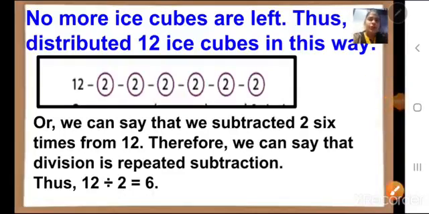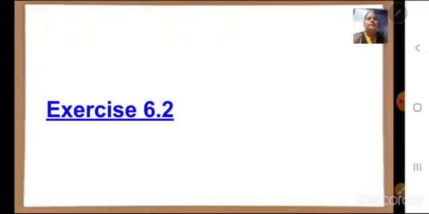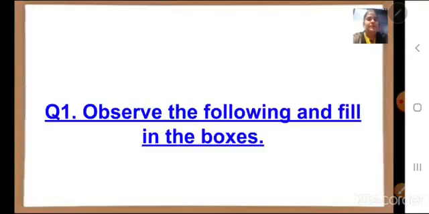Now we are going to solve a few sums. Take out your textbook and take out your exercise 6.2. We have to solve the sums in the textbook itself. Are you ready? Question number 1 is, observe the following and fill in the boxes. So we have to observe, and then we have to fill in the boxes.